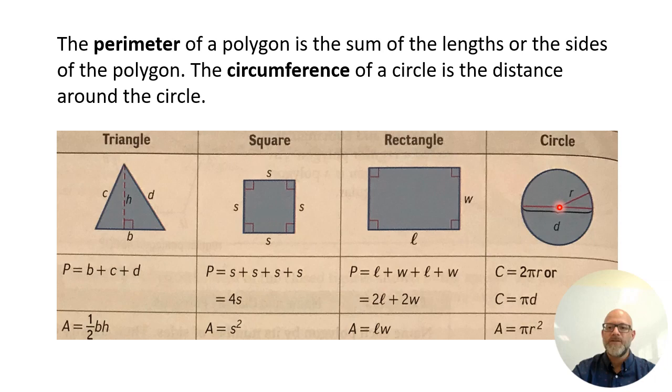A radius starts in the center and goes to an end. So it's half the distance of a diameter. So you can either say 2 pi r or pi times the diameter. You need to know both definitions.